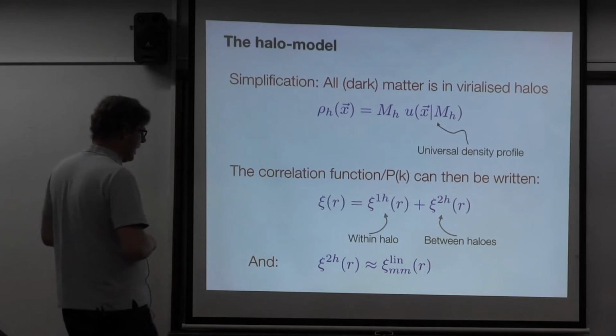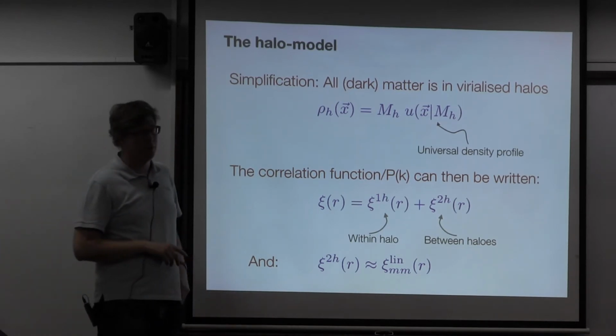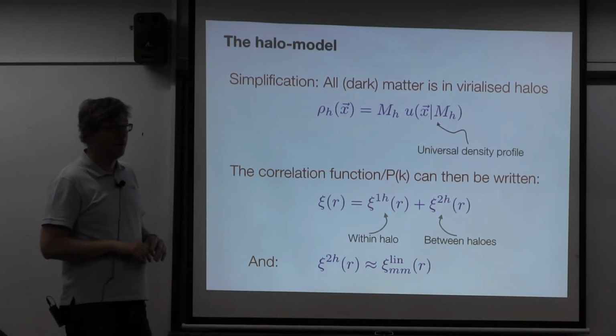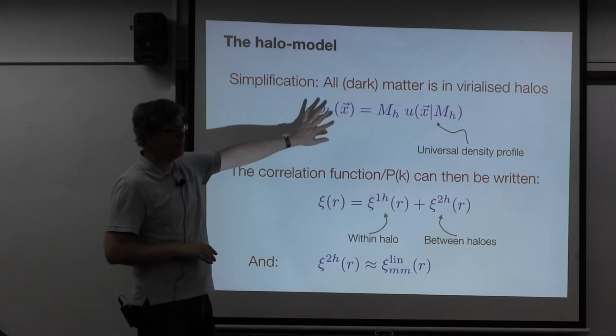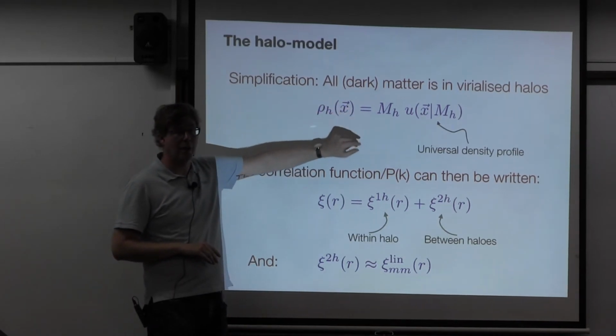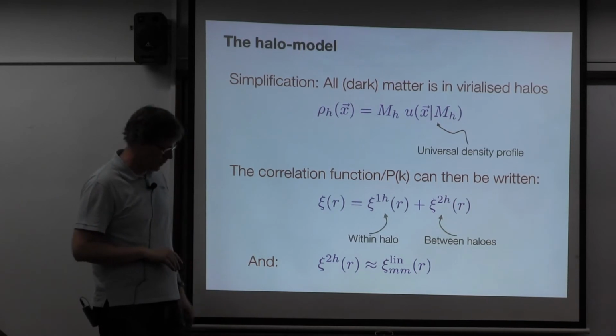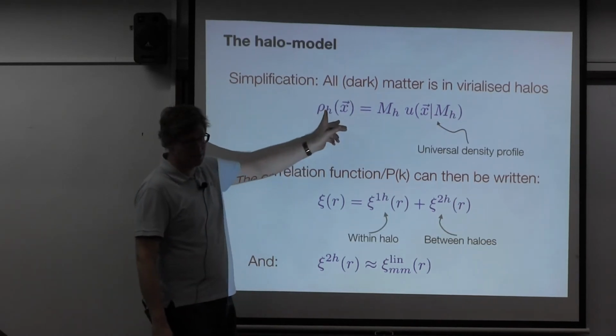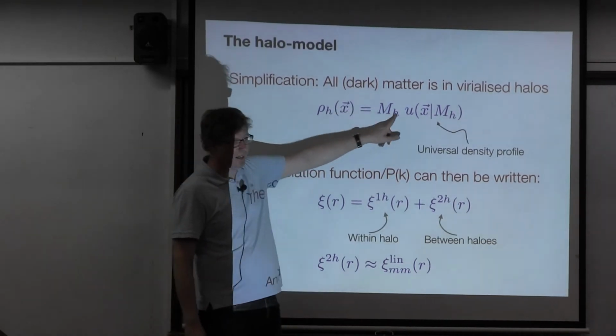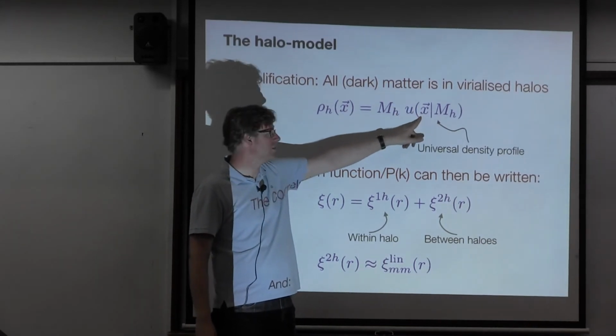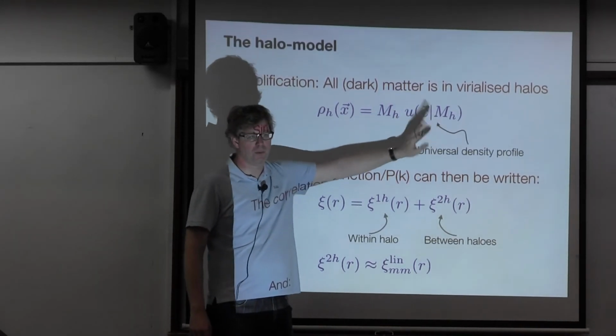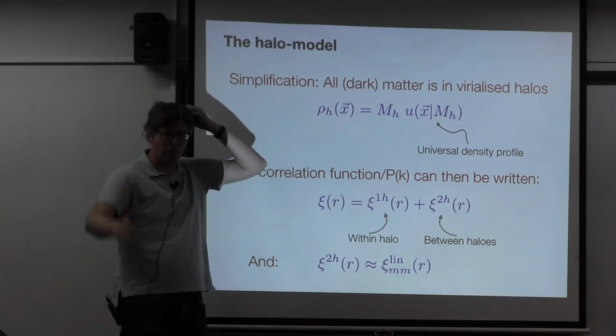And that's where this halo model comes in. So the halo model builds on two things. First, it builds on the fact that the density distribution of halos is universal. So you can always write the density of a halo as the mass of the halo times a profile function that's constant. It might depend on a few parameters, but the overall functional form is the same.